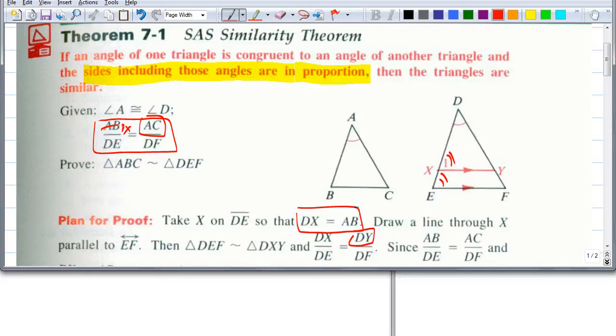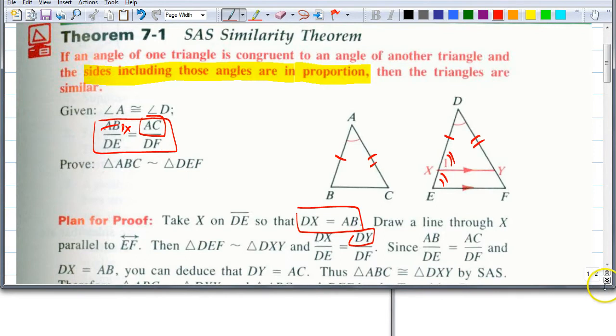Yes? Okay, so we just said that AB is congruent to DX. What do you mean about AC now? AC is equal to DY. So what do we have in terms of triangle ABC and DXY? The two triangles are congruent by side-angle-side. Would you not agree? The two triangles are congruent, right, by side-angle-side.